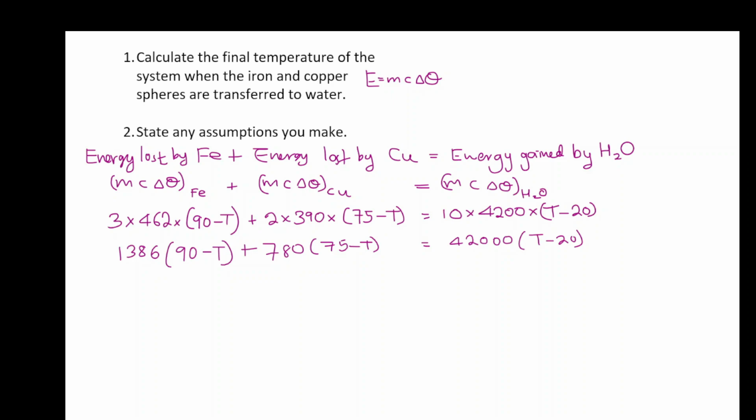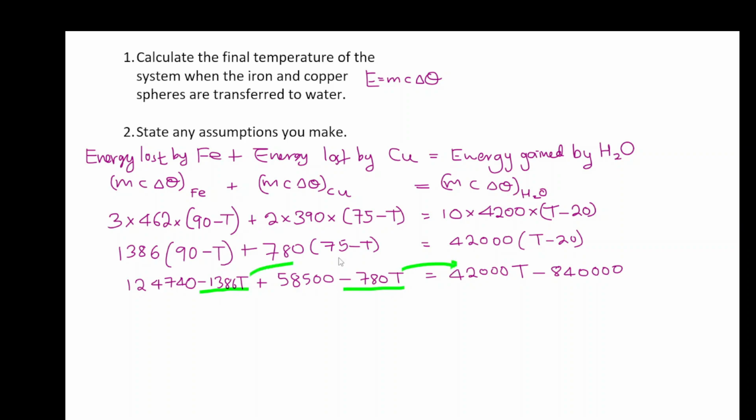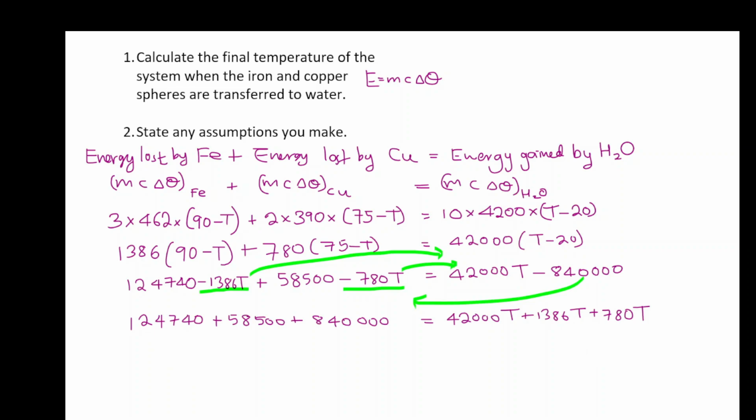So from this point onwards, it's quite a bit of calculation, but it's pretty straightforward. You multiply these numbers and let's multiply out the brackets now. Now you can move all the T terms to the same side. So let's move them to the right hand side. And move this 840,000 to the other side. Like this. So you get to this one. And let's just divide both sides by this number so you can get your T. So the final temperature of the system is 23 degrees Celsius.